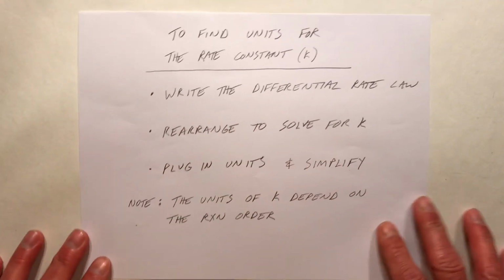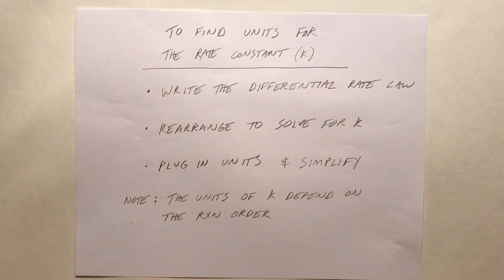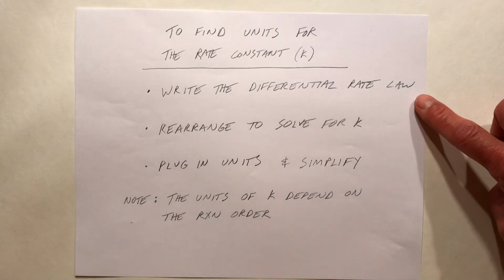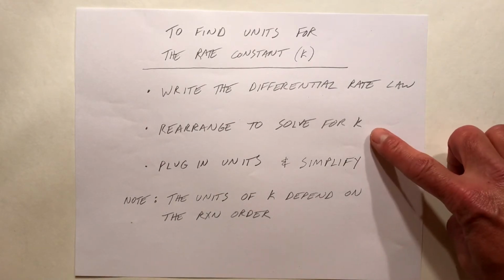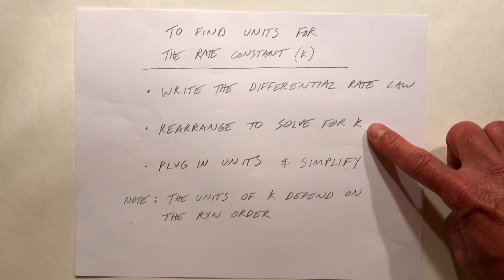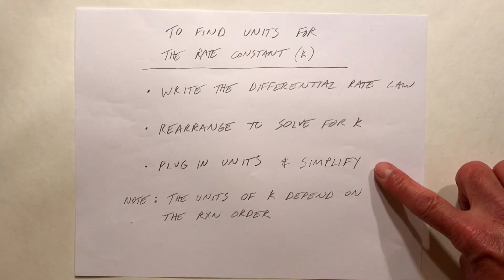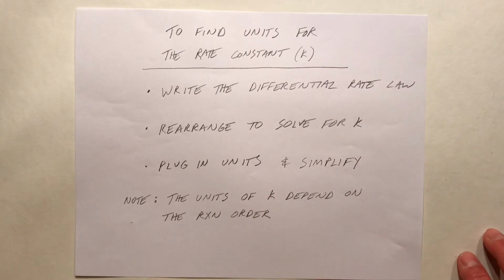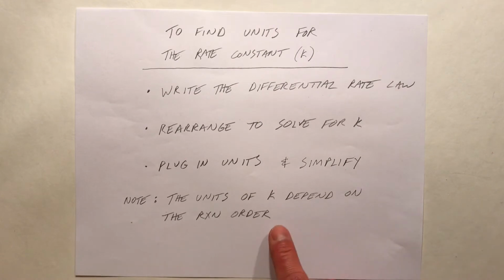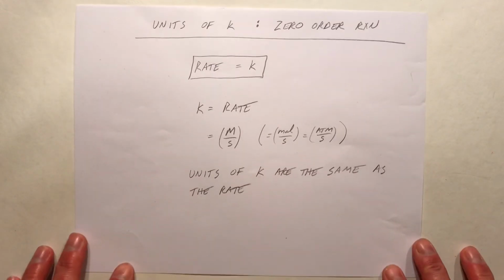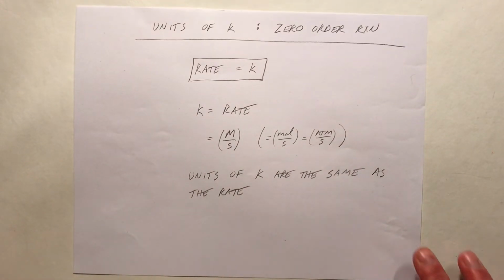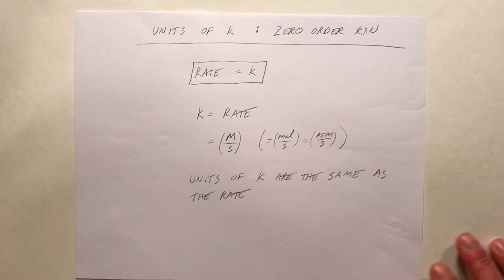So what we can do to find the units for the rate constant K is write the differential rate law, rearrange the differential rate law to solve for K, then we plug in units and simplify the units. The units of K depend on the reaction order. So we'll have different units of K for zero order, first order, and second order reactions. Or more than that, right? Third order or fourth order reactions too. So let's take a look at a few examples.